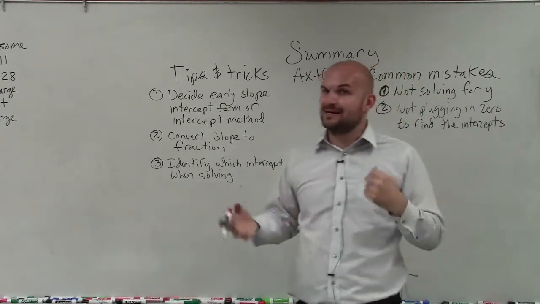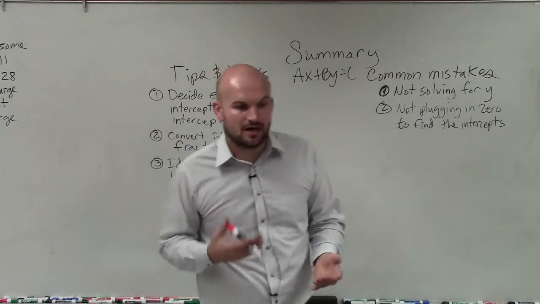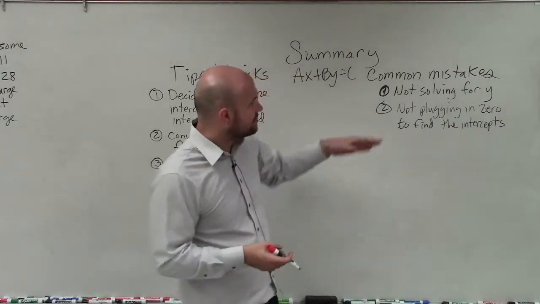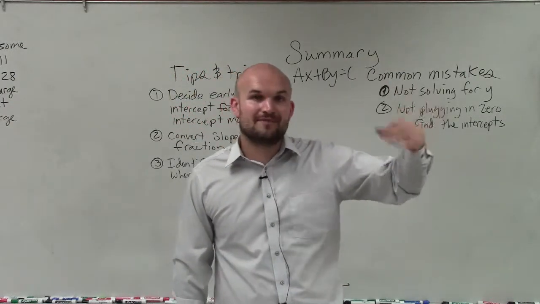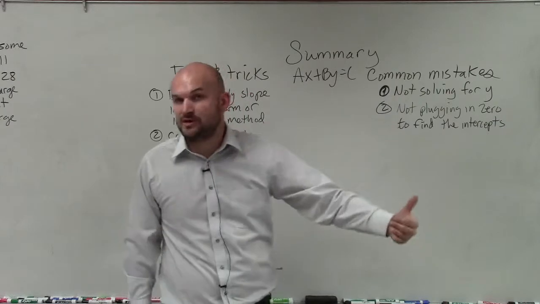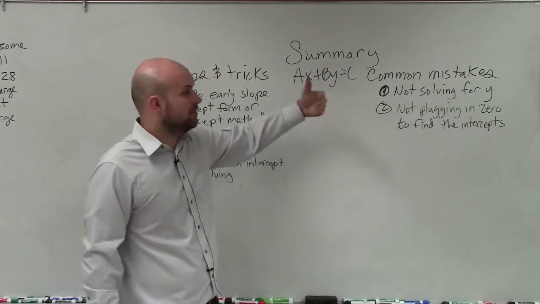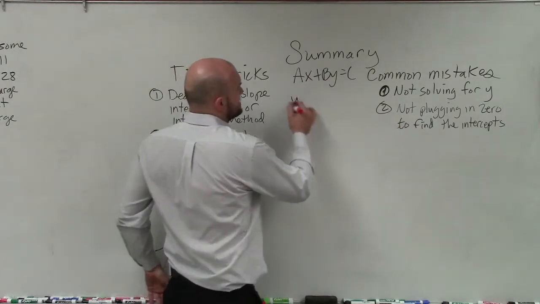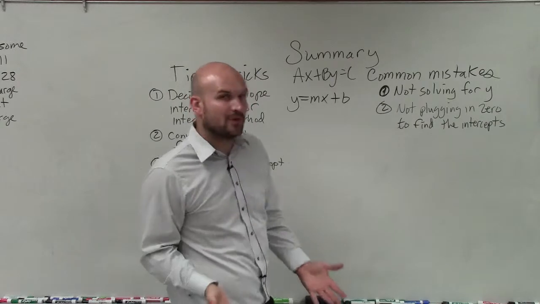Not always, though, is that going to be the fastest or the easiest way to graph the line. Sometimes it would be easier and more accurate to graph by using the slope-intercept form. To do that, we basically need to take this equation and solve for y. Once we have it solved for y, we need to make sure that it is in our slope-intercept form, and then we graph using the slope-intercept process.